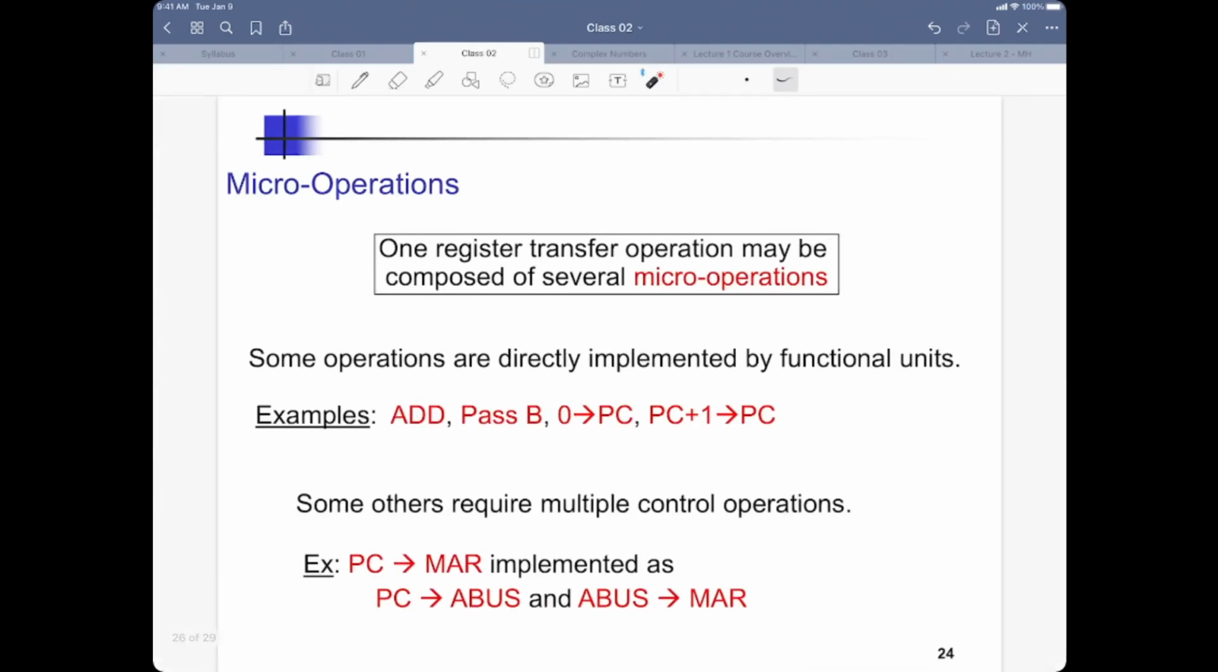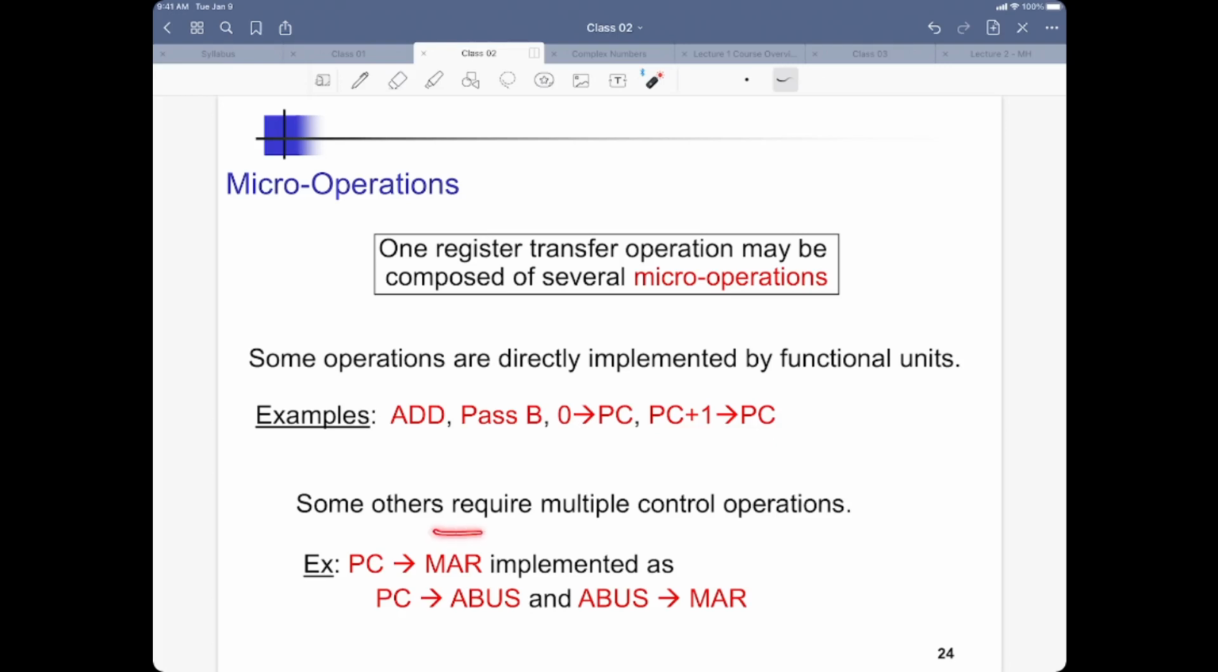Right. What is this for? Zero update to PC. In most cases, you may want to start the instructions at the address 0, right? All the way at the top. That's the micro operation for that. Updating program counter by 1. That's another micro operation that is written out over here.